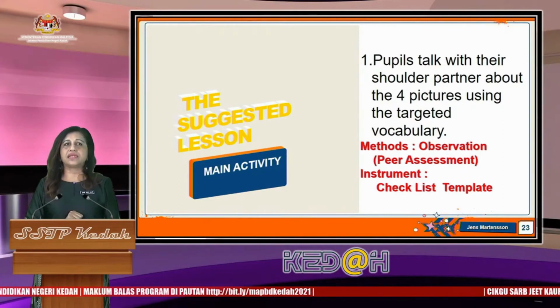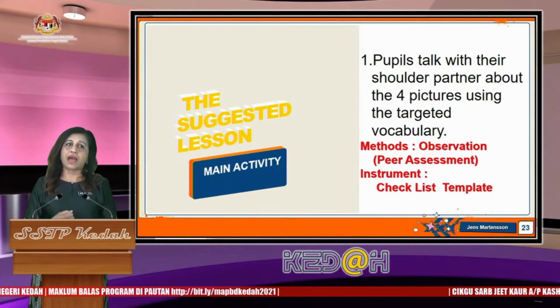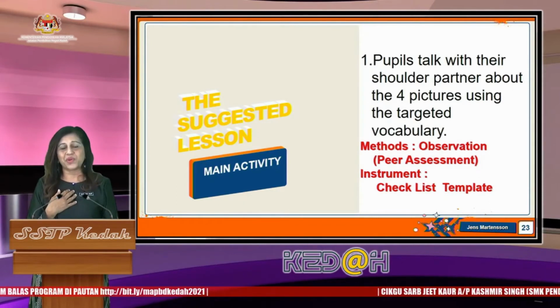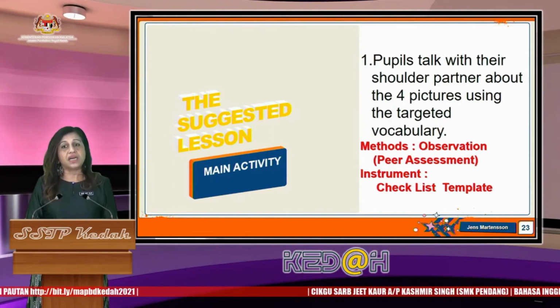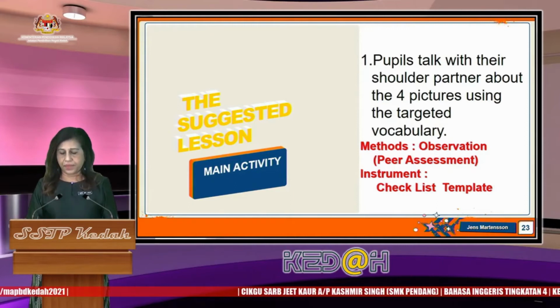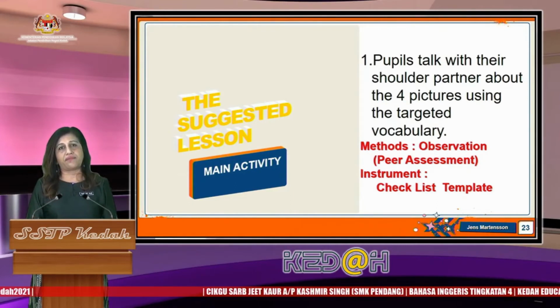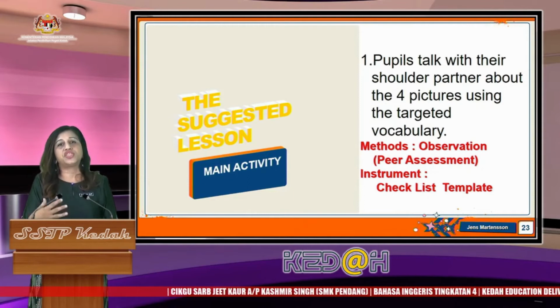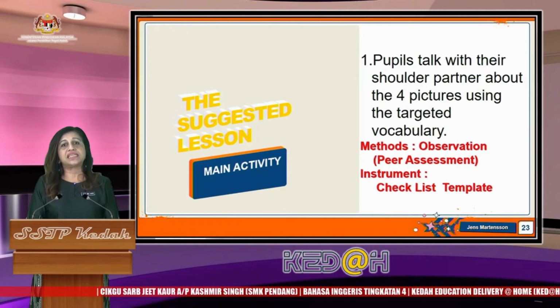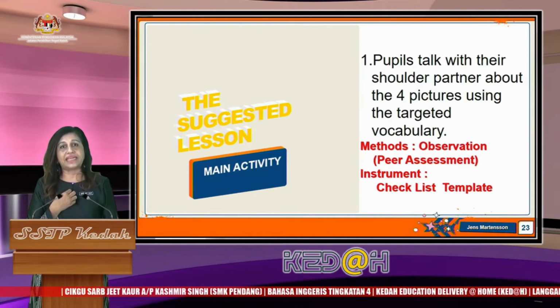Now, what methods am I using here? Well, I'm using methods of observation, but I am not going to do the assessment. The assessment will be done by the peer because they will be talking with their shoulder partner. And the instrument that I have done here is a checklist template. What I'm going to share with you is just a sample which I did on my own.